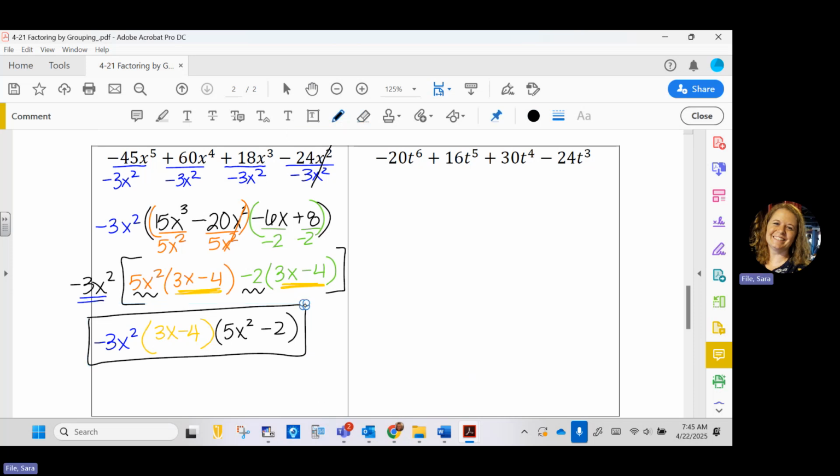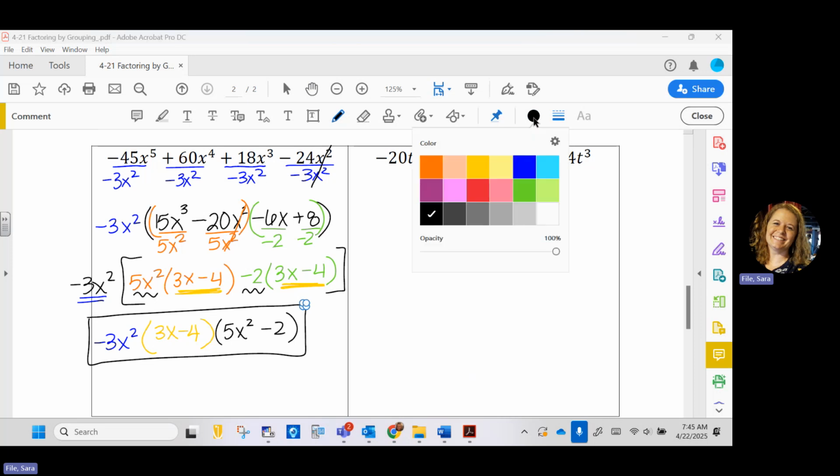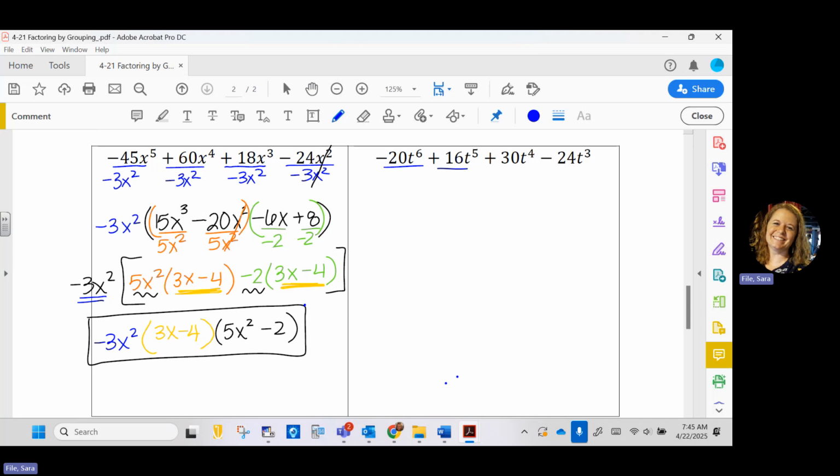All right, last but not least. Okay, I'm going to go a little bit quicker. Okay, we're getting the hang of this. Okay, so I'm looking for a GCF, definitely the negative, because I don't want the lead term to be negative. So I'm going to divide out a negative. 20, 16, 30, and 24. Definitely 2, because they're all even. See if I can go more.